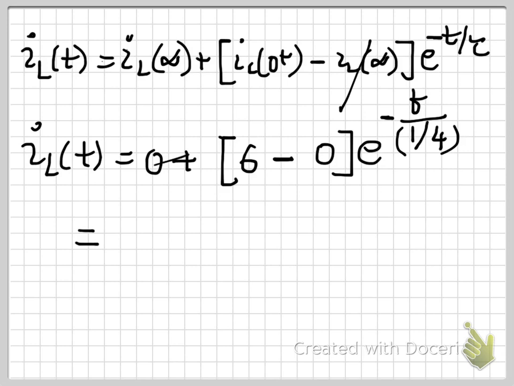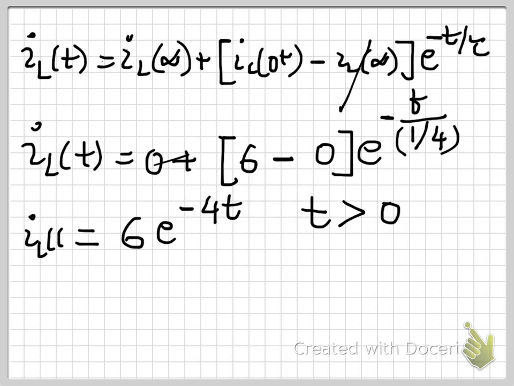Further simplification, so 0 goes off, it's 6 e to the power negative 4t, and this equation is true for t greater than or equal to 0, and don't forget to write the units of this expression. The units here are amperes because it's about the current. Okay, so that's the solution. Thank you.